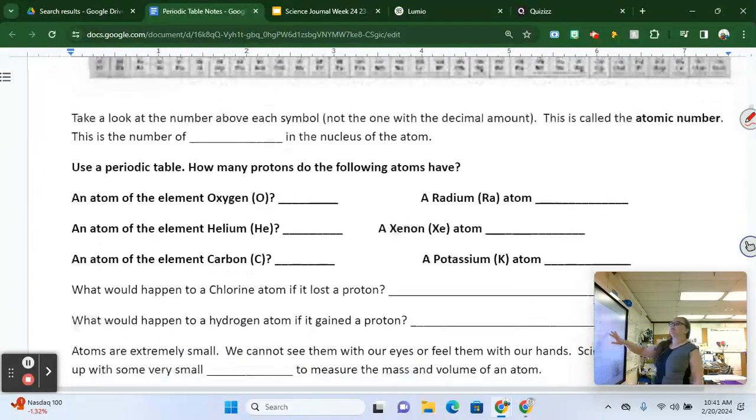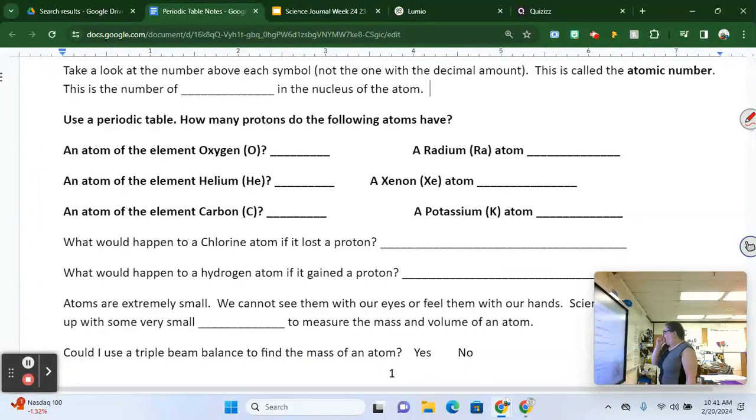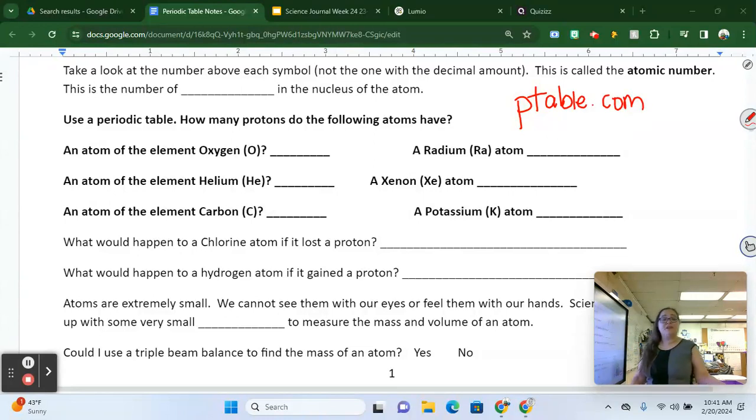But looking at a periodic table here at home, I recommend going to ptable.com. That's PTABLE.com. And you can use that one. The atomic number is that number that's above the nucleus.